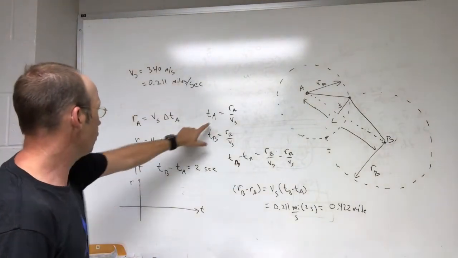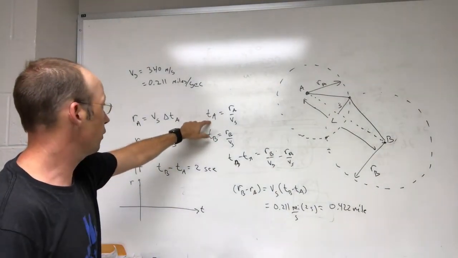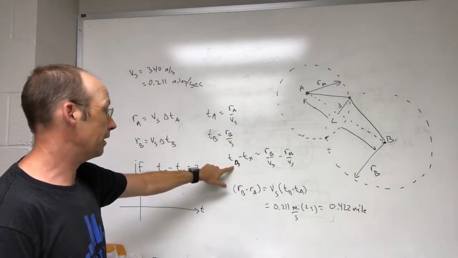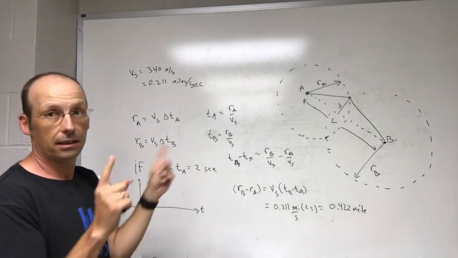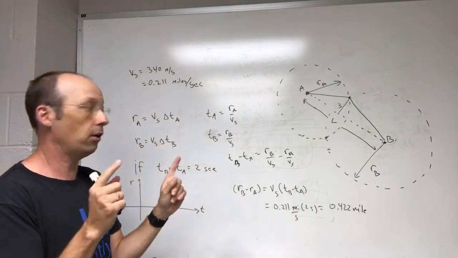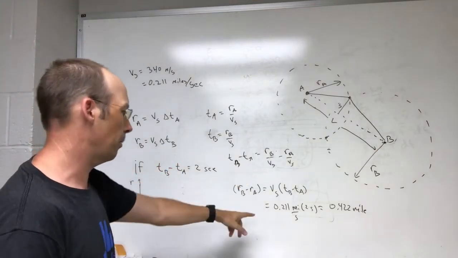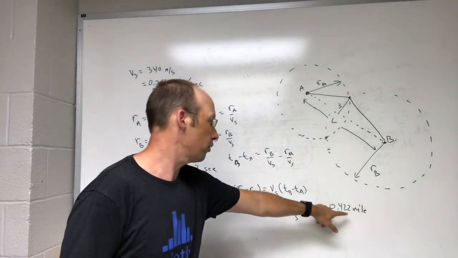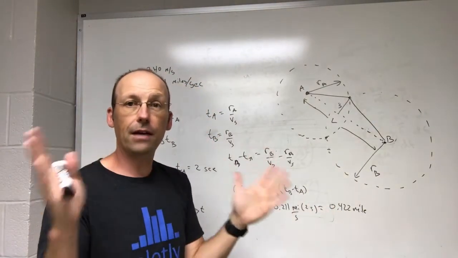So I can solve for this equation, I solve for TA, solve that one for TB, and take the difference, and then I can solve for the difference in distances. Okay, so I know that, and I actually use the numbers. So RB minus RA is 0.422 miles. So that's the difference in distances.